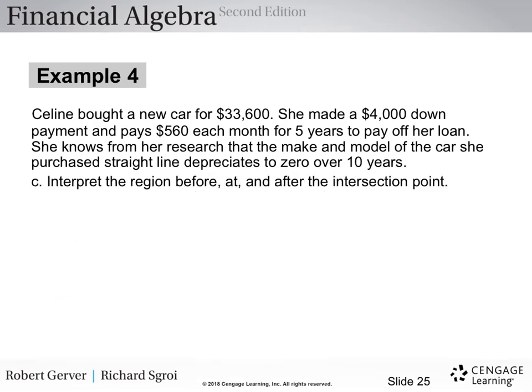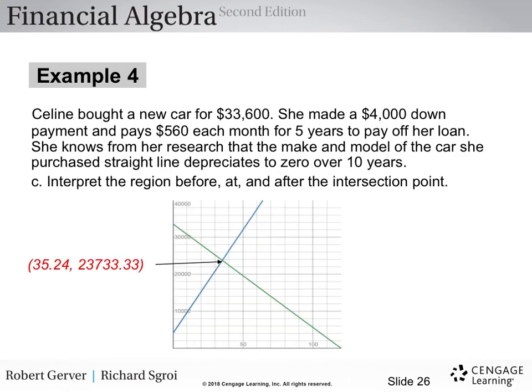Now the next thing is to interpret the region before, at, and after the intersection point, because recall that they did intersect. If we look, and I did this on Desmos, I find that my point of intersection has coordinates 35.24 and 23,733.33, okay? So 35.24 is the number of months, and then the 23,000 is the value at that point.